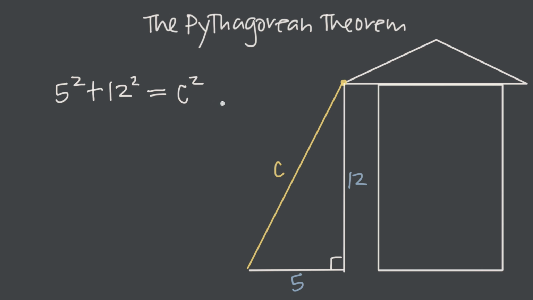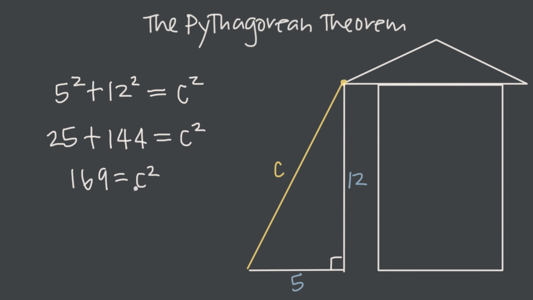And now here's how I solve this for c. 5 squared is 25, so 25. 12 squared is 144, and then I have c squared. 25 plus 144 is 169. Now, in order to solve for c, I need to take the square root of both sides. So I want to take the square root of 169 and the square root of c squared.